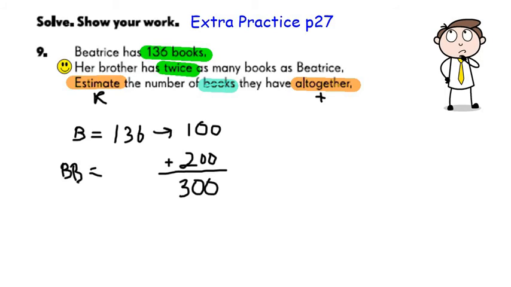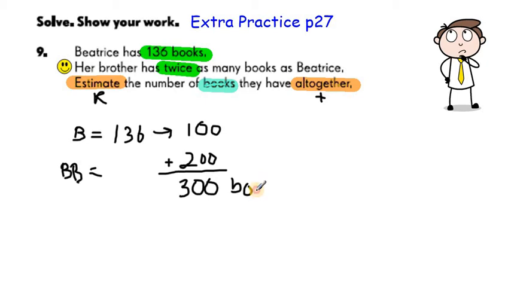Okay, so let's recap what we did here. We highlighted the numbers in green. We highlighted the action words, the mathematical action words, in orange, and then we made notes about what those words are telling us to do. And then we highlighted the thing we're measuring in blue. And so in my answer, I should write books.